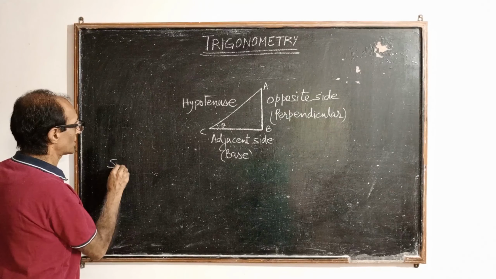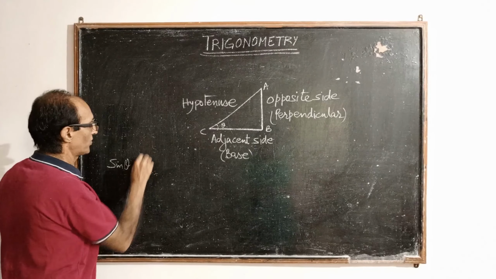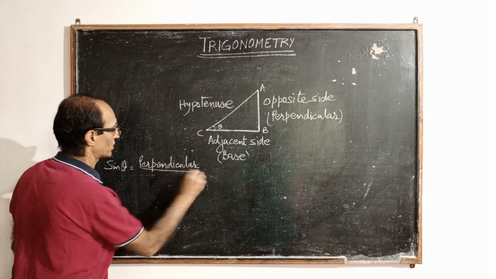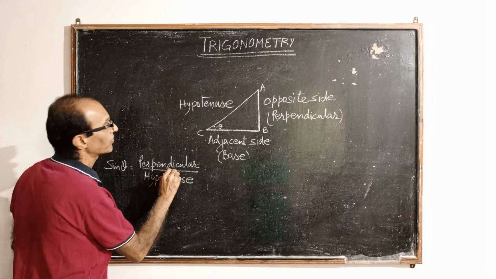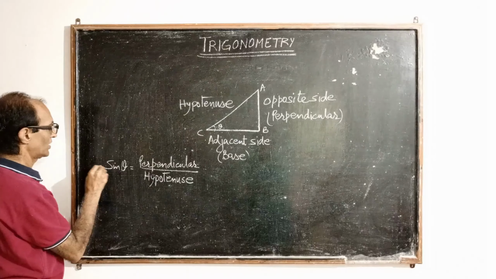We said that sine theta is perpendicular upon hypotenuse, that is AB upon AC.